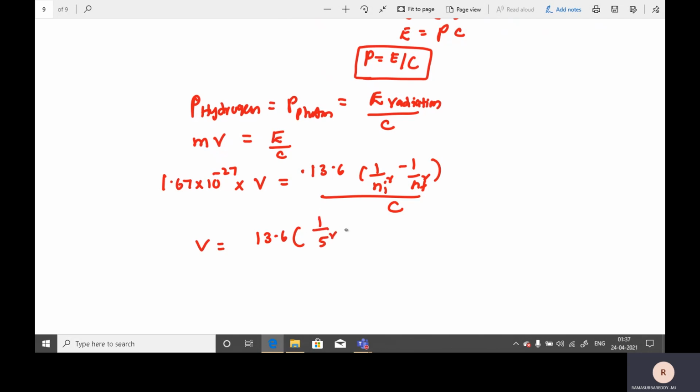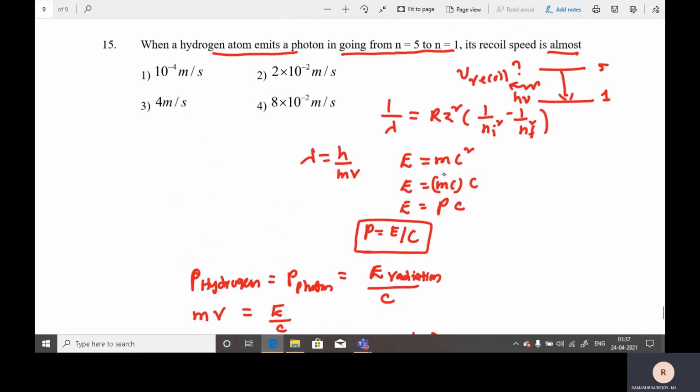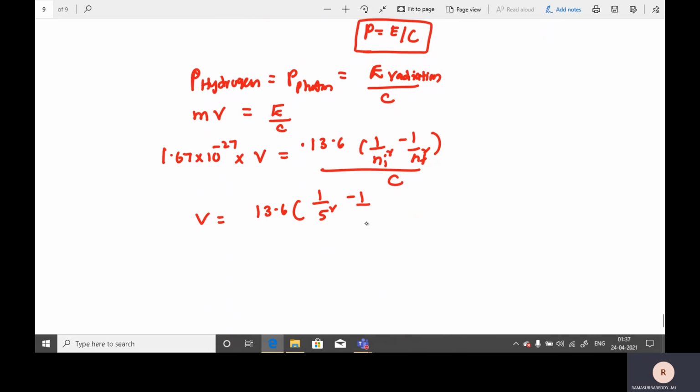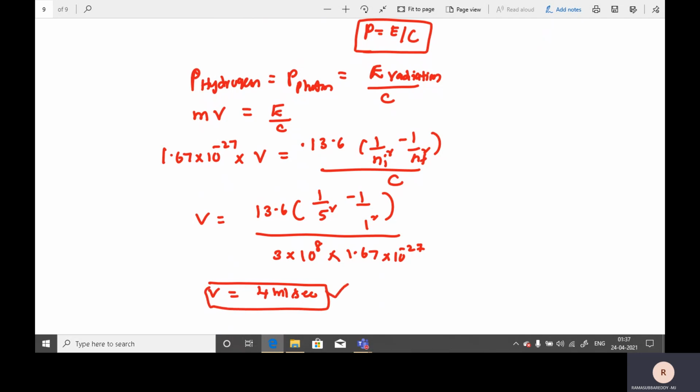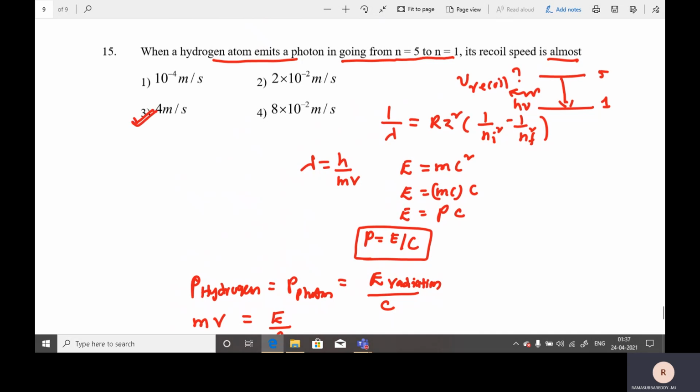1 by ni square, that is 5 square, minus 1 by nf square. From where to where is it going? From 5 to 1, so 1 square, divided by c, 3 into 10 to the power of 8, and 1.67 into 10 to the power of minus 27. After doing this calculation, we'll get nearly 4 meters per second. Now if you check which option is correct, option 3 is correct.